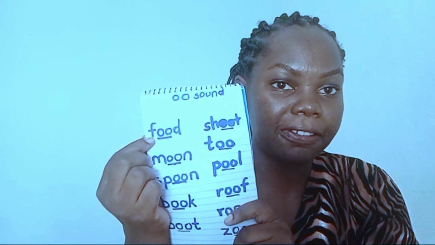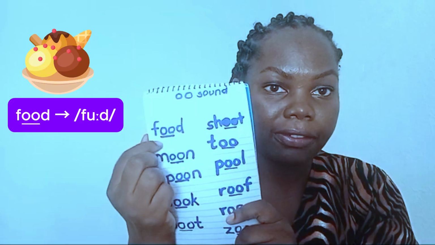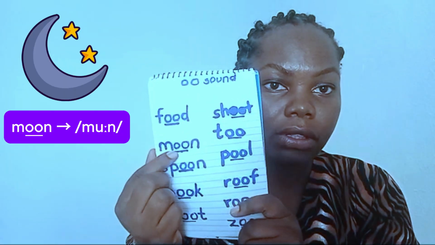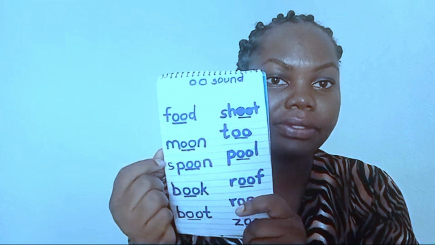So this is the sound f, o, d, food. M, o, n, moon.